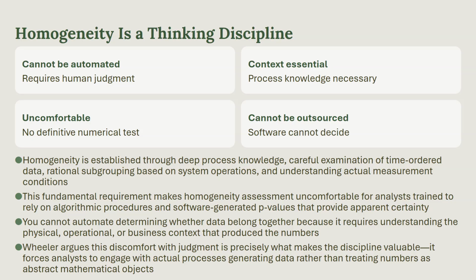Homogeneity cannot be automated or outsourced. It requires process knowledge, human judgment, and context. No definitive numerical test exists. Wheeler argues that this discomfort with judgment is valuable. It forces analysts to engage with the actual process rather than treating numbers as abstract objects.